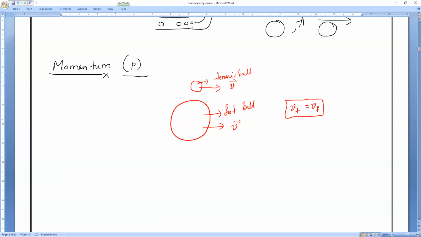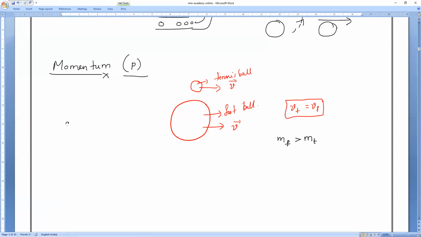Sorry, Mari. Why Mari like this? Now you tell me, I'm giving you a tennis ball, not a cricket ball. Tennis ball and football, which has the greater mass? Football or tennis ball? Football. The mass of a football is greater than the mass of a tennis ball.